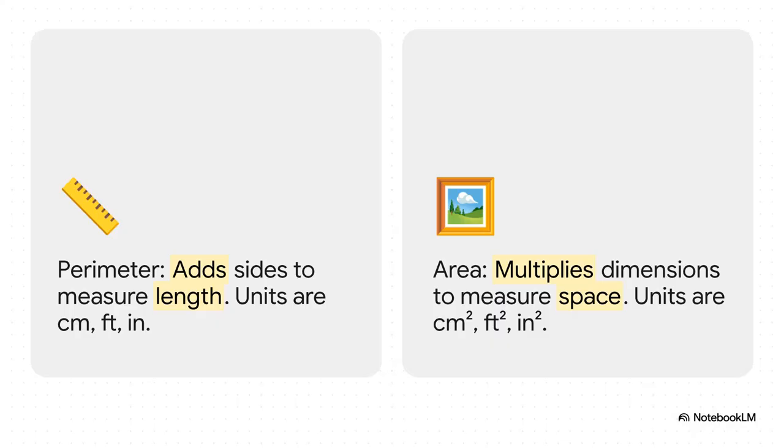Now this is the spot where people sometimes get a little mixed up, so let's make this super clear. Perimeter is a 1D length, and you find it by adding up the sides. Area, on the other hand, is a 2D space, and you find it by multiplying dimensions. And that's exactly why the units are different. Area is always in square units, like square feet or square inches.